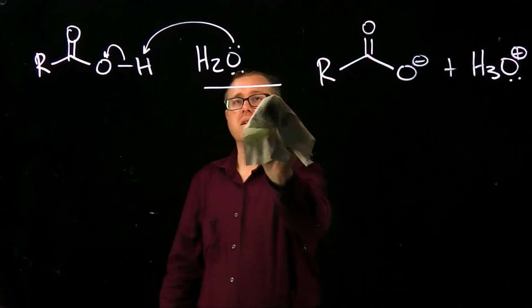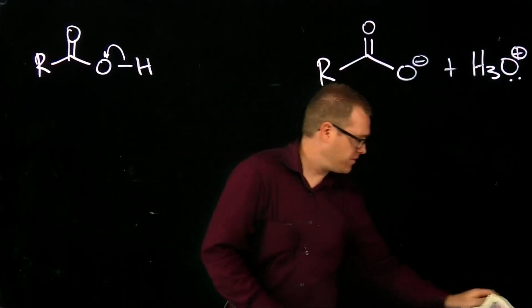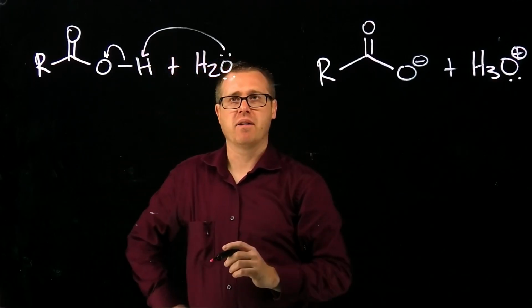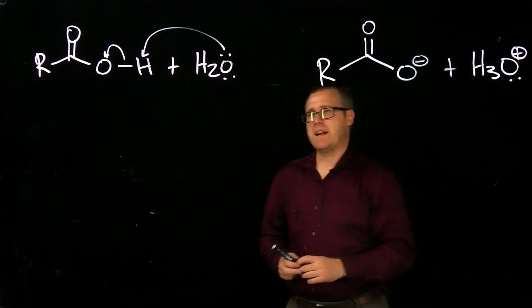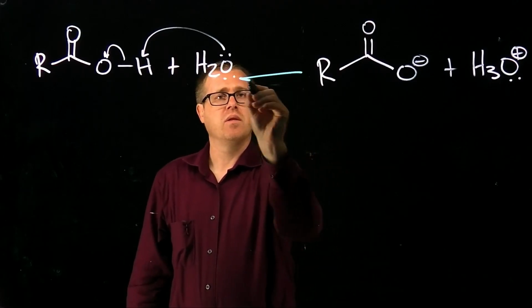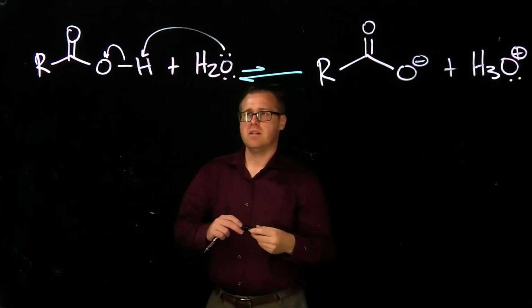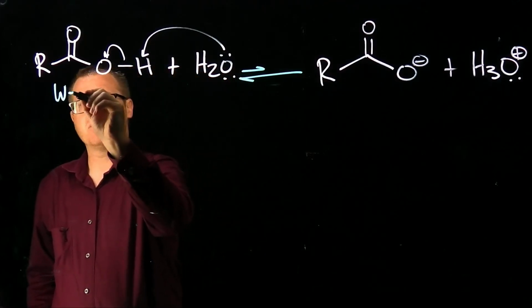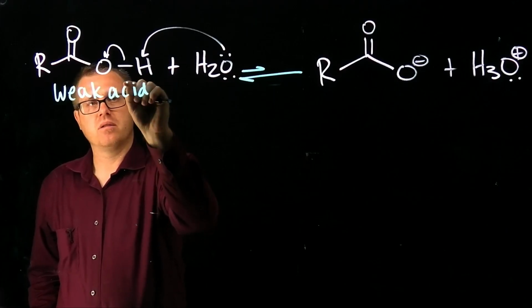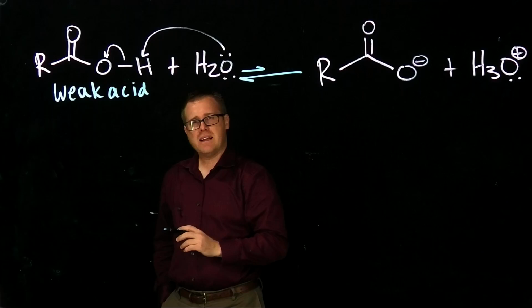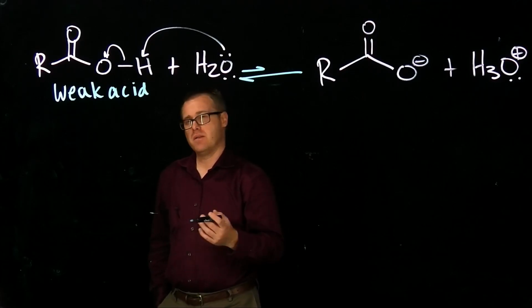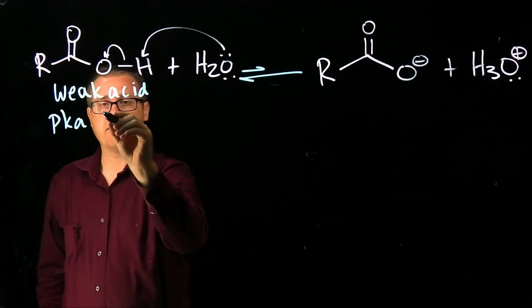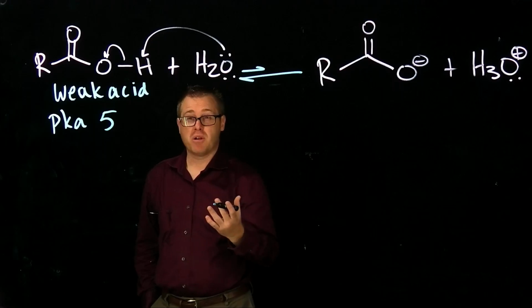So let's fix this and draw it like this. So now we have equilibrium arrows that's going to go right here. What side is favored? It looks like that. The reactants are favored. And the reason why that's the case is because carboxylic acids are considered weak acids. And it's a weak acid here because of one reason, which is its pKa value. Most carboxylic acids have a pKa around 5. That's just a good number to have in your head.